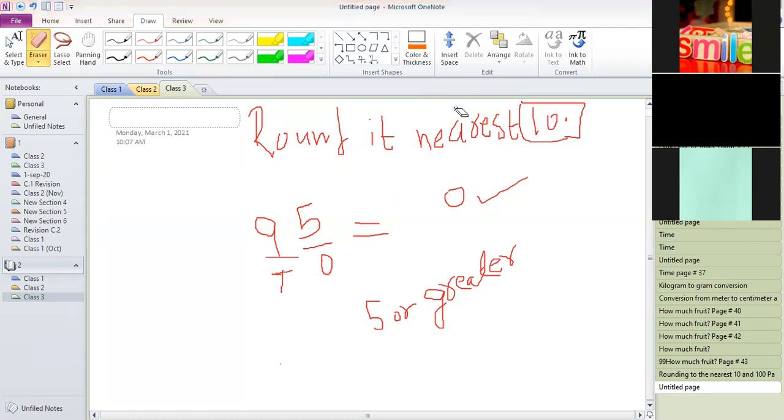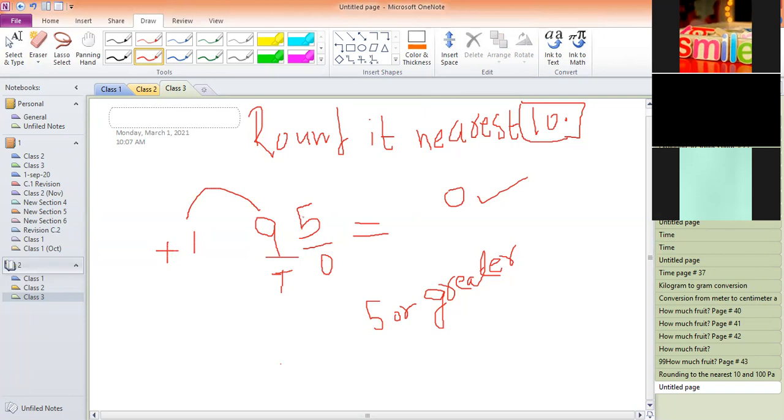No, 105. Look, again, when you are rounding off to the nearest 10, that means at the ones place there must be 0. That's okay. Now, this either would be 9 or 10. If it is 5 or greater than 5, then what will you do? You will add 1. So look at the number. 5 is equal to 5.